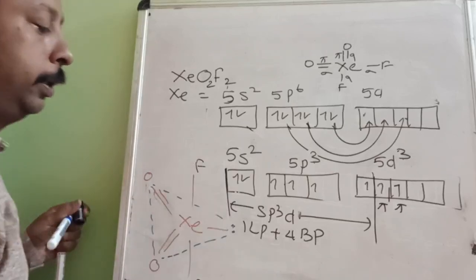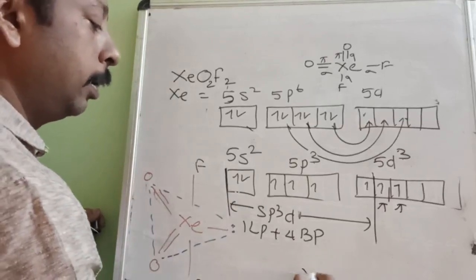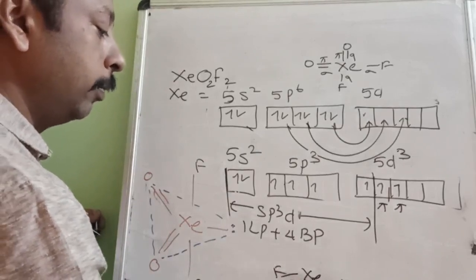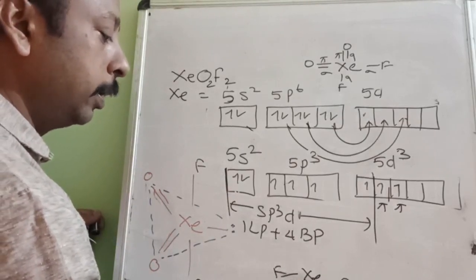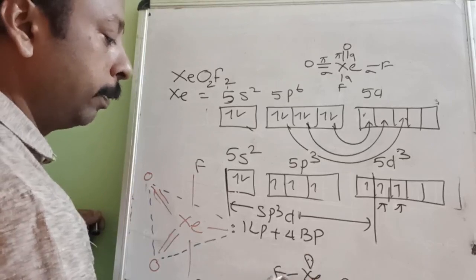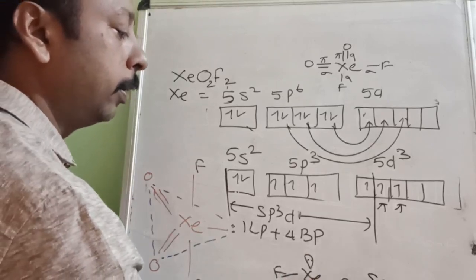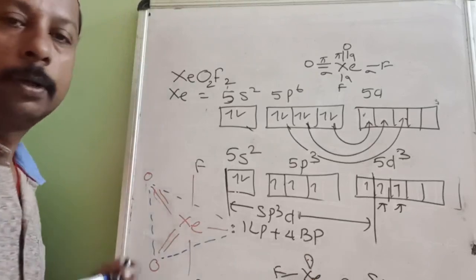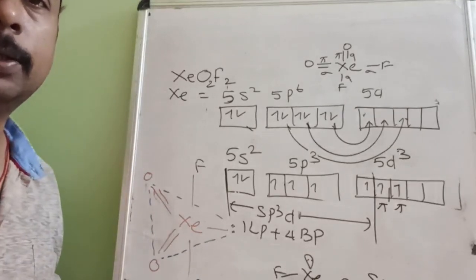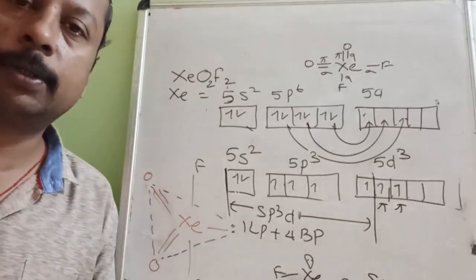Okay, so see how it appears. Xenon, fluorine, fluorine, and oxygen, oxygen. Okay, this is a lone pair. This is called a seesaw. Which saw? Seesaw shape.